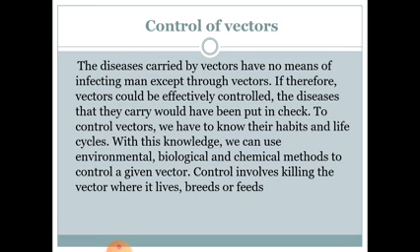Control involves killing the vector where it lives, where it breeds, or where it feeds. For example, if we can successfully eliminate mosquitoes, then we are sure that malaria will be a thing of history.